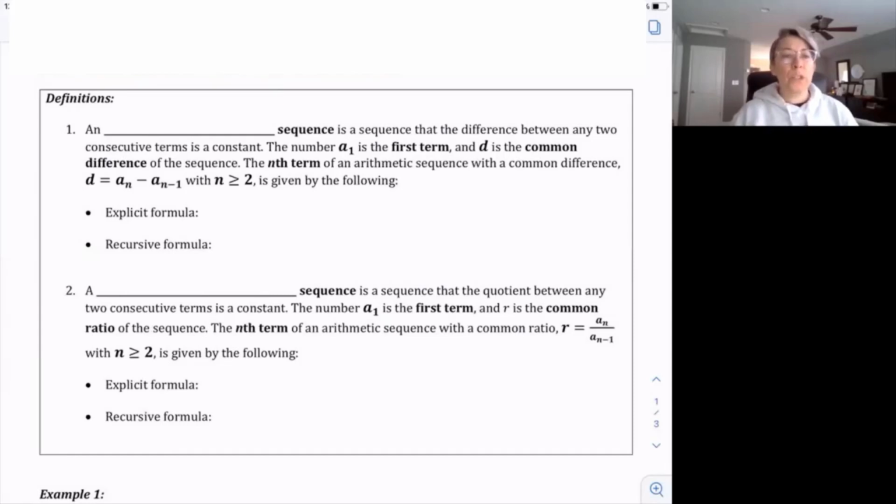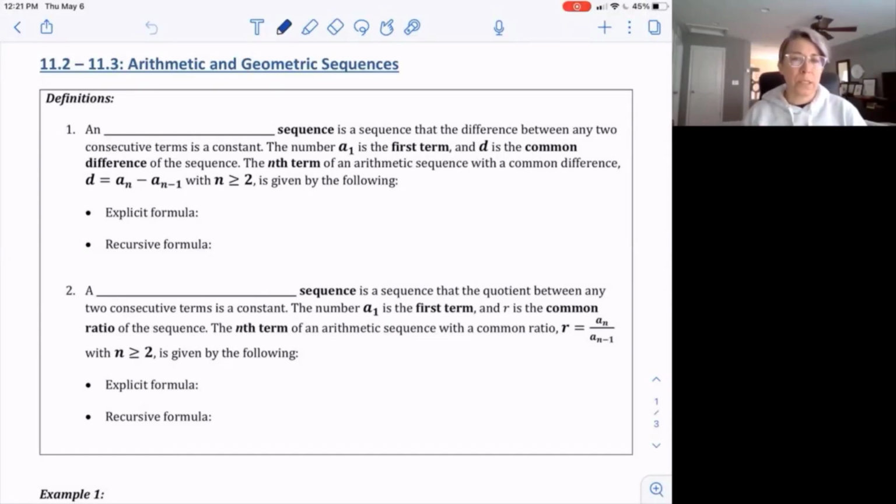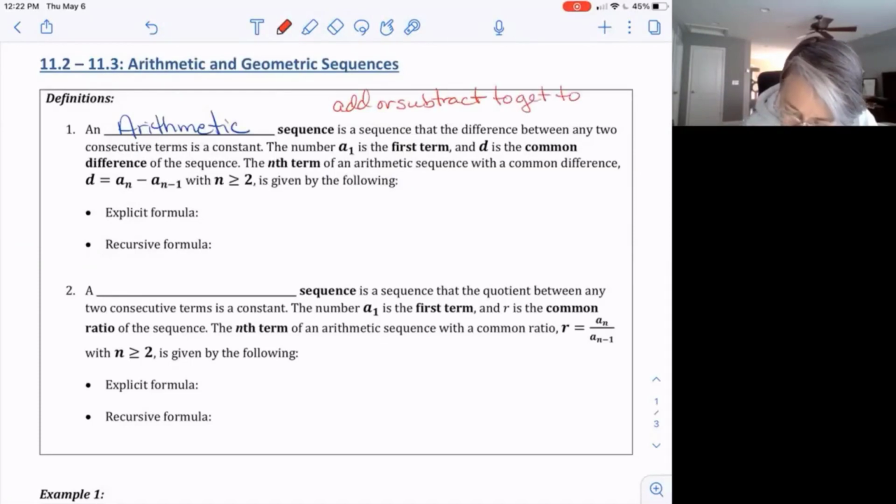Now we'll look at 2 specific types, arithmetic and geometric sequences. They're just 2 different types of sequences, one based more on linear addition and subtraction, and one more like an exponential where you're multiplying. So first of all, we have the arithmetic. An arithmetic sequence is a sequence where the difference between any 2 consecutive terms is constant. We add or subtract to get to the next term.